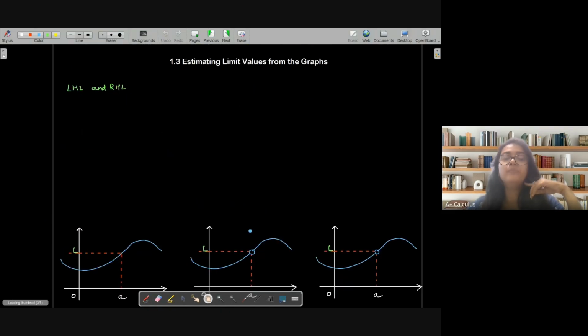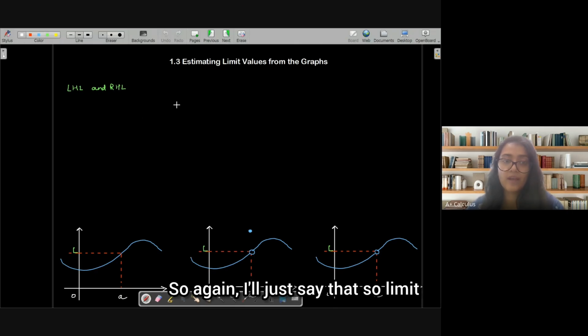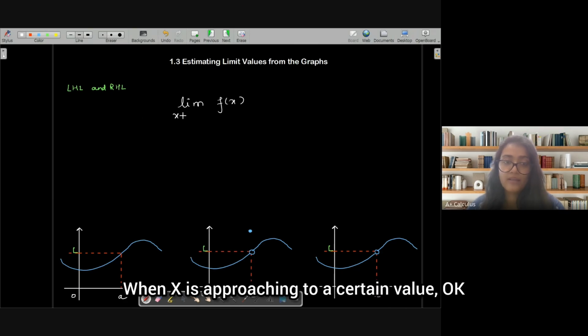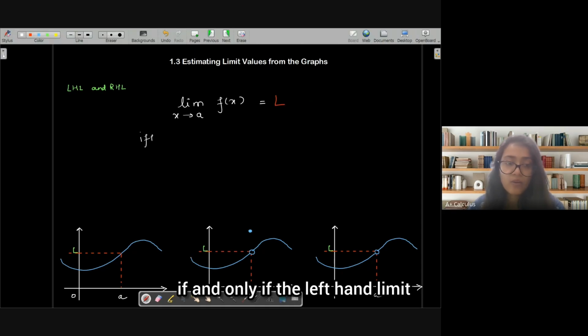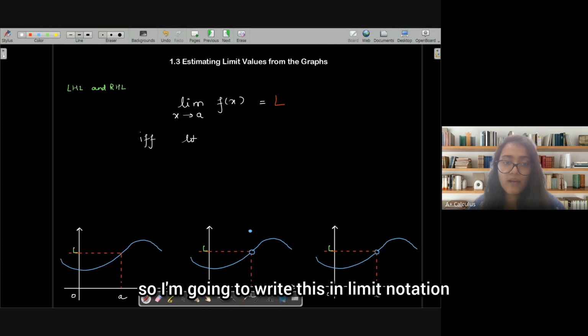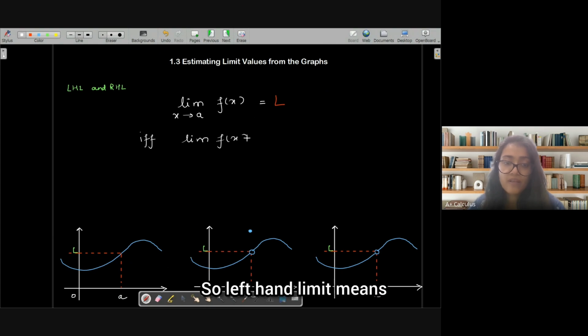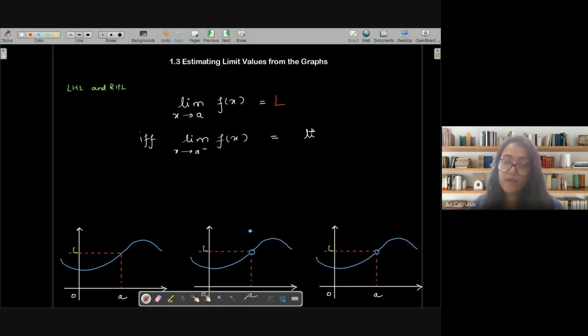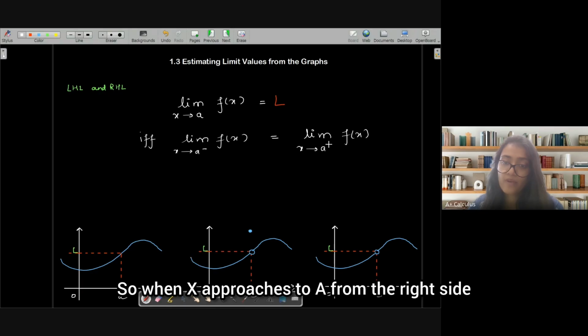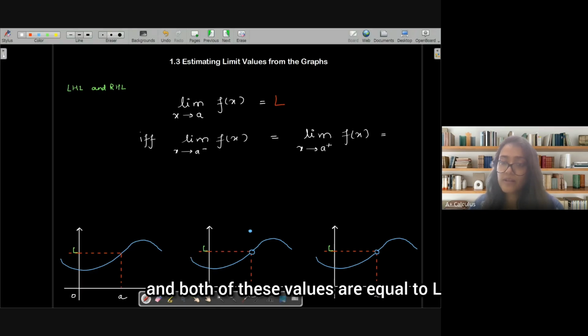So this was the concept of the left-hand limit and right-hand limit. Again, the limit of a function when x is approaching a certain value will be equal to L if and only if the left-hand limit is equal to the right-hand limit. Let me write this in limit notation. Left-hand limit means x approaches a from the left side, and the right-hand limit means x approaches a from the right side, and both of these values are equal to L.